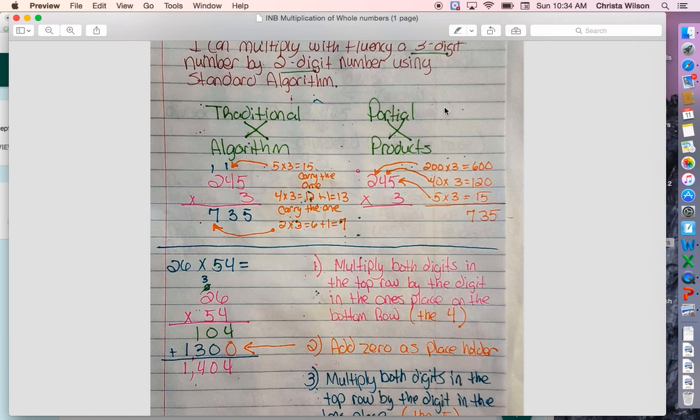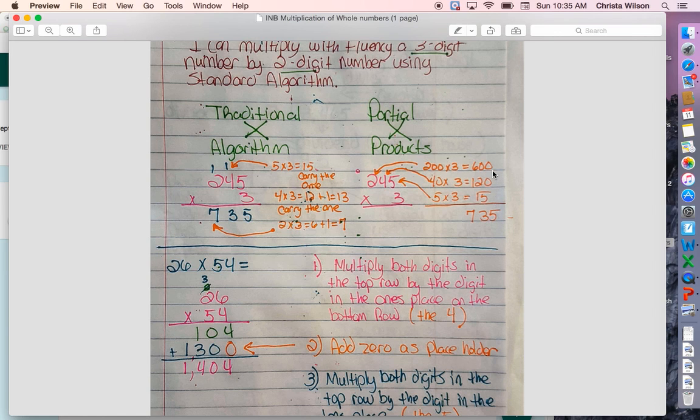The next way to multiply is called partial products. And so it's basically the same thing. You're just using each digit's place value. Now what do I mean by that? Let me show you. When you multiply 3 times 5, 5 is in the ones place. So that one's pretty easy. 5 times 3 is 15. When you multiply the 3 times the 4, the 4 is in the tens place value. So that's actually going to be 40 times 3 is equal to 120. So the product of 40 times 3 is equal to 120, and the product of 5 times 3 is 15.